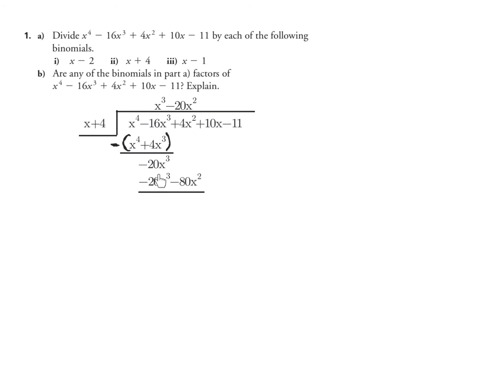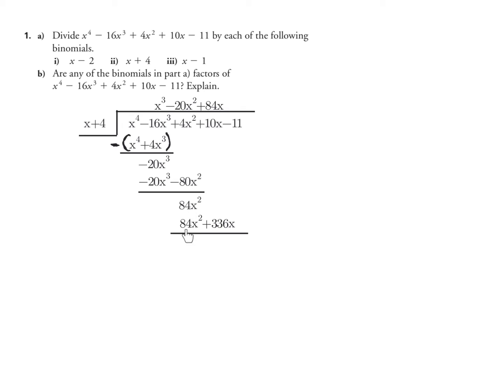All right, let's do the subtraction. We got these guys cancel, and you got your 4x squared minus negative 80x squared. So it's going to be 84x squared. 84x squared divided by x is just 84x. And then you take your 84x and you multiply by x plus 4, and you get 84x squared plus 336x.